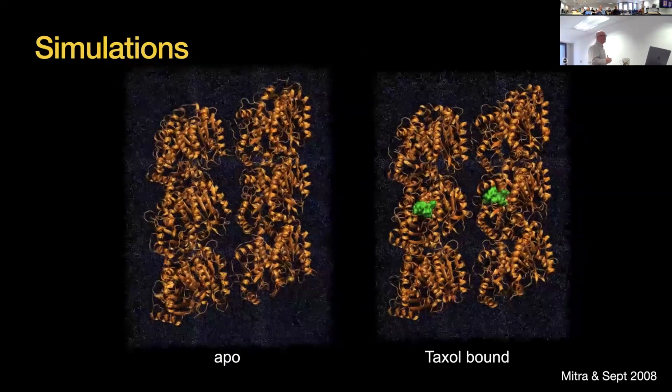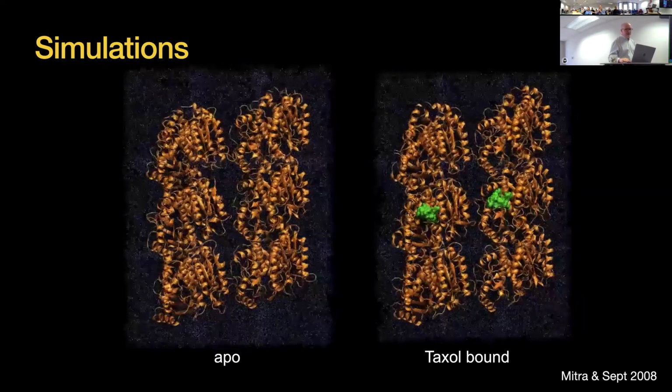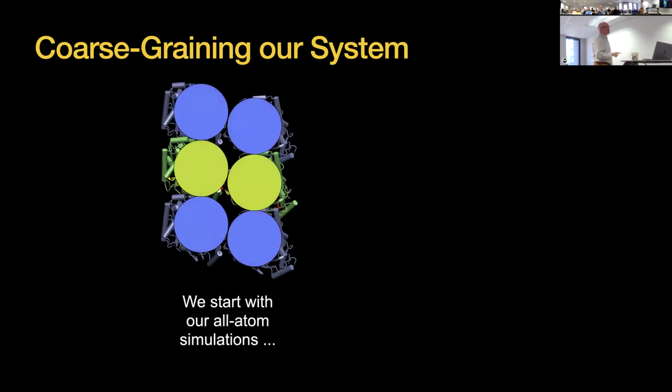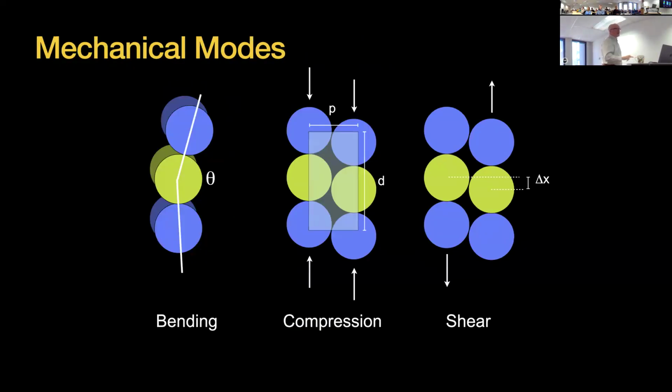And this molecular level simulation provided a lot of interest and insight, but for today's purposes, we're going to take a slightly different tack. We're going to take the results of that MD simulation, and we're only going to look at the protein part of it, okay? And we're going to coarse grain this, where we're going to take the center of each one of those monomers and basically treat it as a sphere. And so we're going to reduce this whole system and the dynamics to the dynamics of 6 spheres within the system. And using basically thin shell mechanics, we're going to look at the bending of that system, compression along the length of the protofilaments, and then the shear between protofilaments. Okay, these very simple mechanical modes.